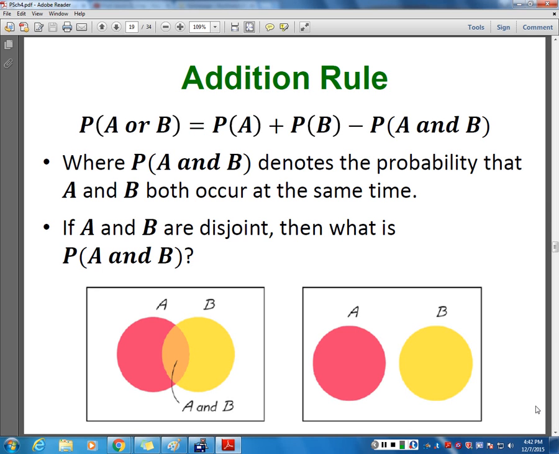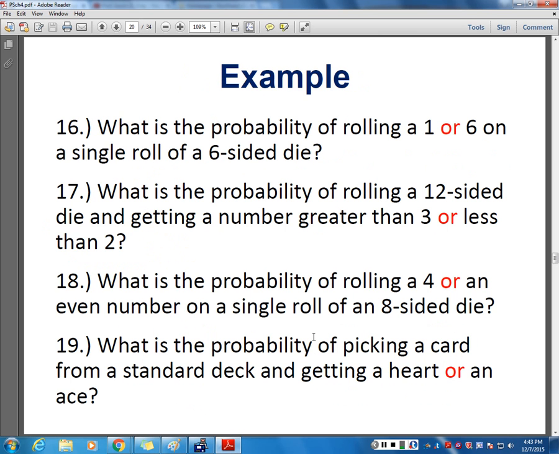Probability of A and B denotes the probability that they both happen at the same time, and if A and B are disjoint, then the probability of A and B happening at the same time is 0. So we can omit the last part, the subtraction. Let's do a few examples.